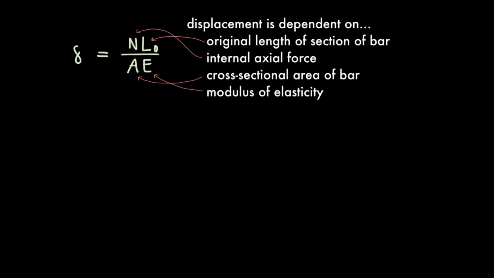Before we move on, let's take a moment to define each of those variables. As you can see, the displacement of a section of a specimen is denoted by delta and is dependent on 4 different quantities: the internal axial force at the section, which is N, the original length of the section, which is L initial, the cross-sectional area of the section, which is A, and the modulus of elasticity of the material, which is E.